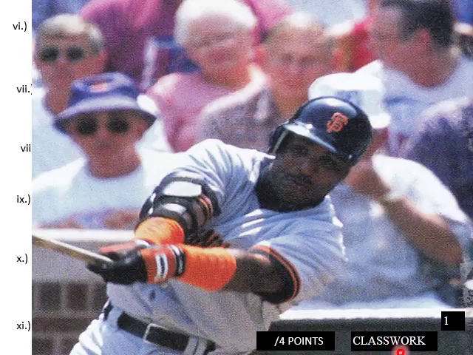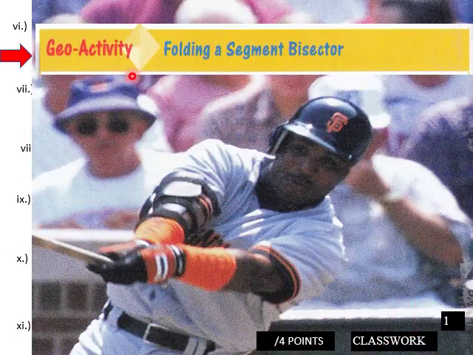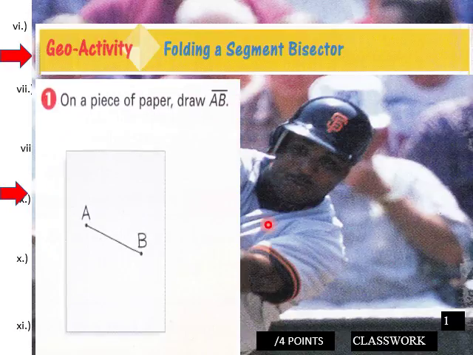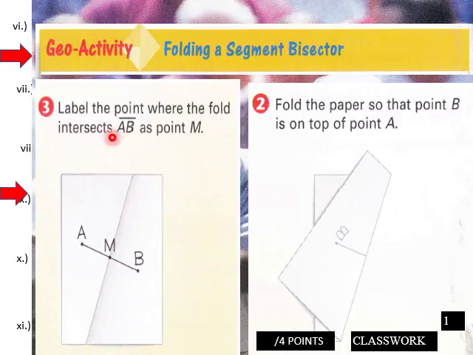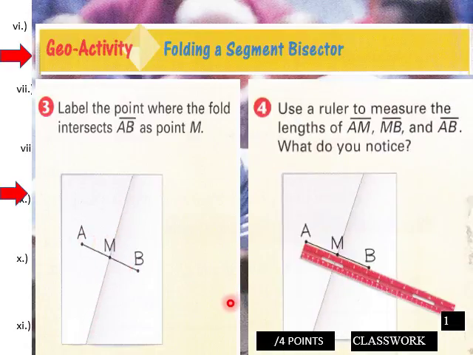Okay, so we have a classwork sheet here. Geo activity, folding a segment bisector. On a piece of paper, draw line AB. Fold the paper so that point B is on top of point A, like that. Label the point where the fold intersects line AB as point M. So this would be an intersection here of line AB.